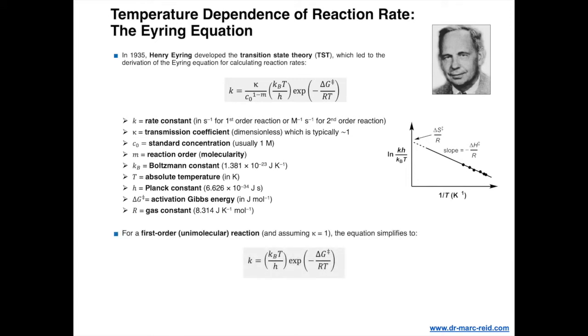For the simplest case, a first order unimolecular reaction, the Eyring equation is expressed as shown in the bottom grey box on this slide. The term involving the reaction order and the transmission coefficients has been removed as it collapses to a value of 1.